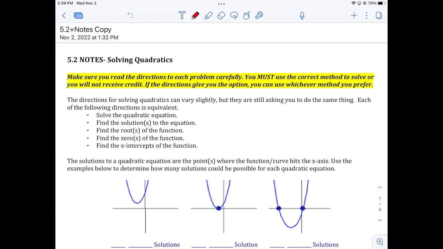All right, so 5.2, solving quadratics. In this section, we are going to learn multiple ways to solve quadratic equations when they're set equal to a number, the number particularly being 0, okay?